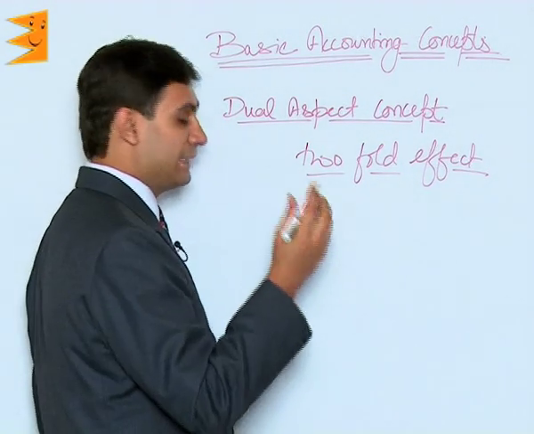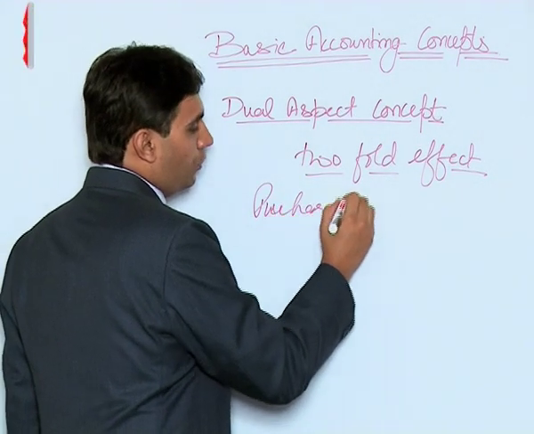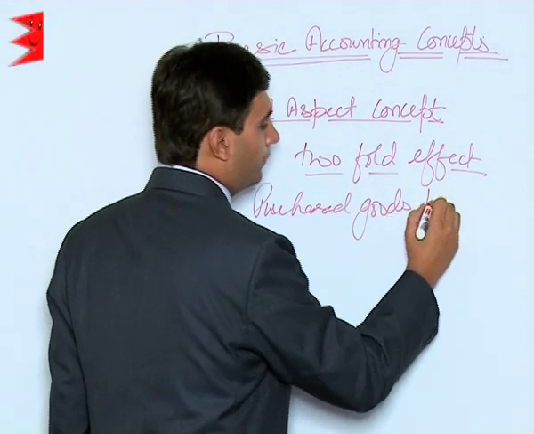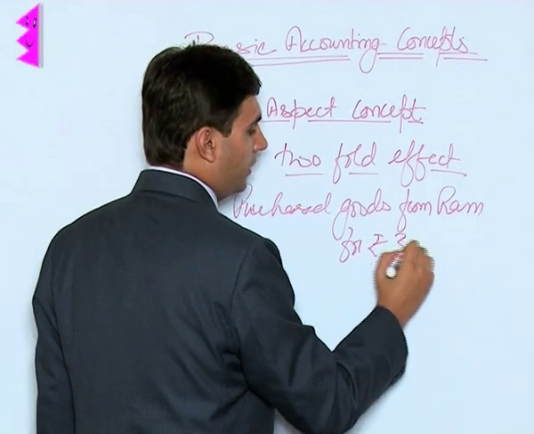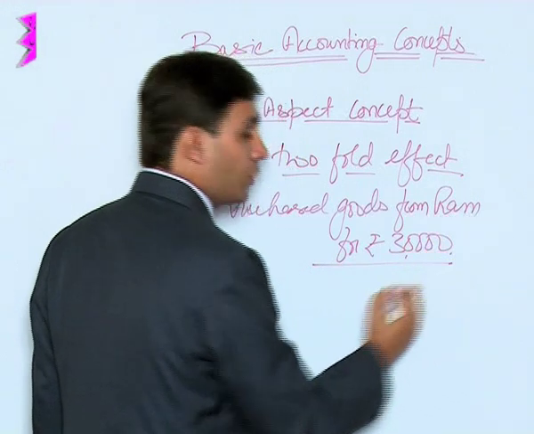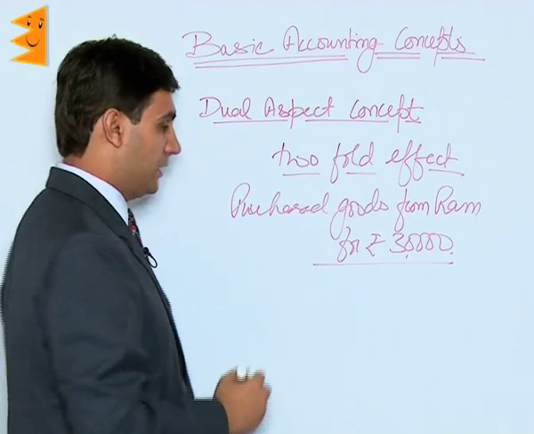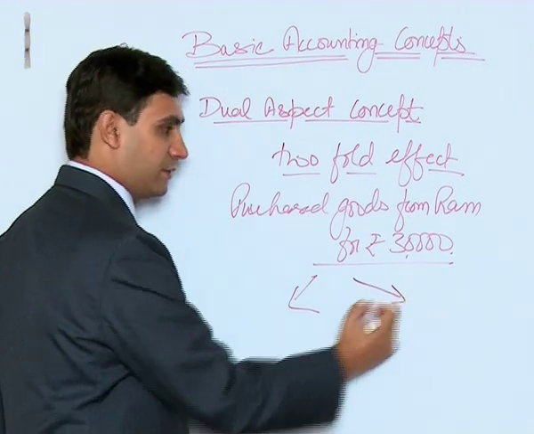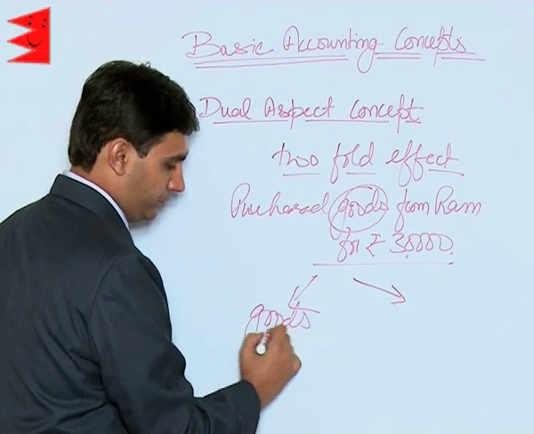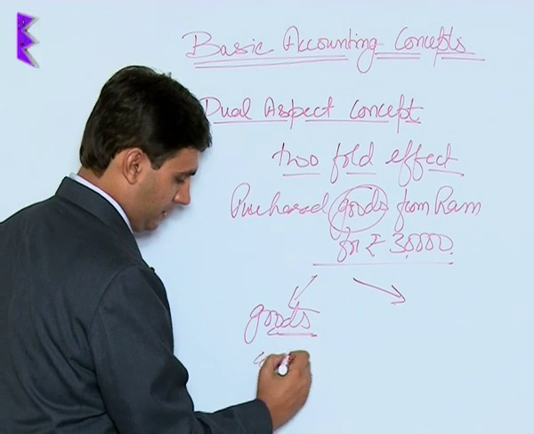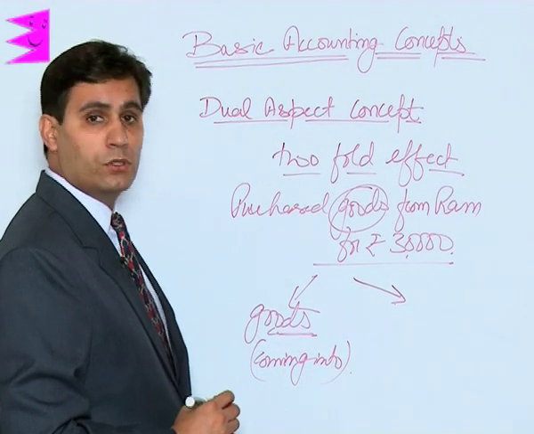Let us say, take an example: purchased goods from Ram for rupees 30,000. Now, from the point of view of business, mind you, I am saying from the point of view of business, this transaction has got two effects. First one is that we are getting goods. Goods are coming into the business, so there is a corresponding increase in the value of goods.